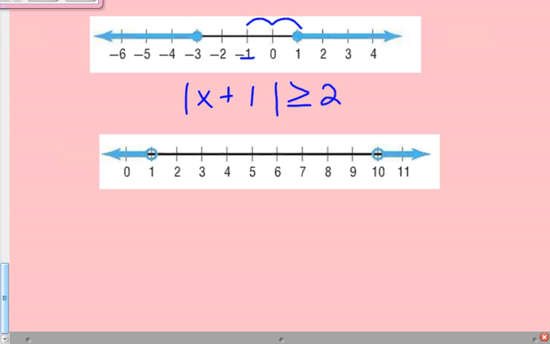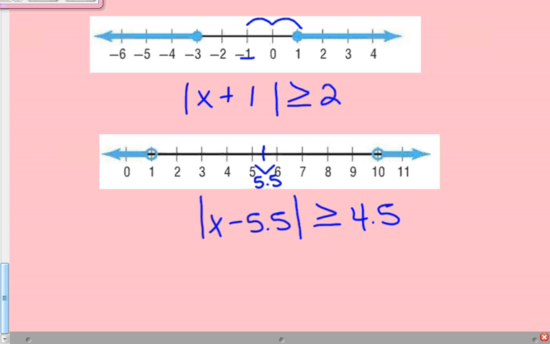Our midpoint this time, if you look at this one, it's not 5 because it's 1, 2, 3, 4. There's 4 spaces here and 5 spaces here. It's actually between 5 and 6, and it's 5.5. There's your midpoint. So it's going to be x minus 5.5 in absolute value. And again, it's an or, so it's saying the distance has to be greater than, and then if this is our midpoint, the distance is 1, 2, 3, 4.5. Greater than or equal to 4.5.